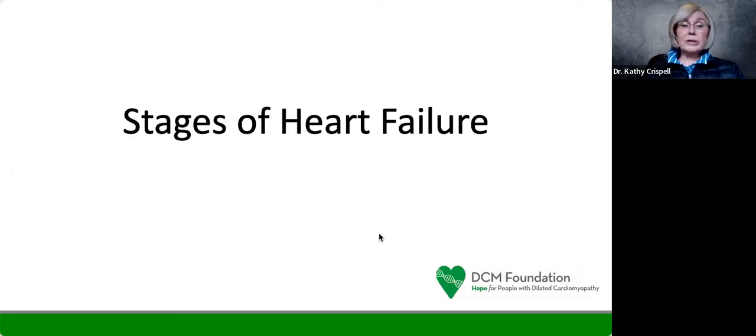Okay, now we're going to transition into the stages of heart failure. I'm just going to talk a few seconds about stages of heart failure before going on to any other slides. Stages of heart failure is a very complex concept and topic, and it's really not meant for patients to use. It's really meant for clinicians.